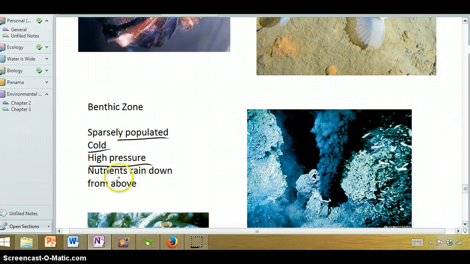Most of the food that gets down there, there's no photosynthesis or anything like that, obviously. It comes from nutrients that rain down from above, so things that die and sink to the bottom provide food for things at the bottom.